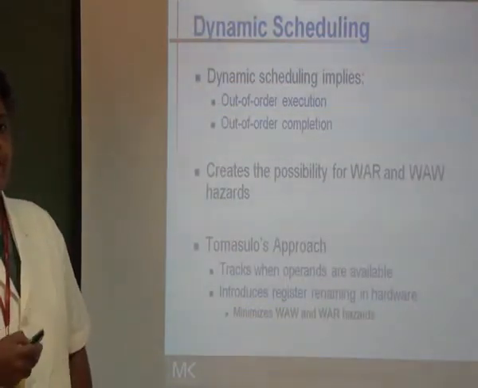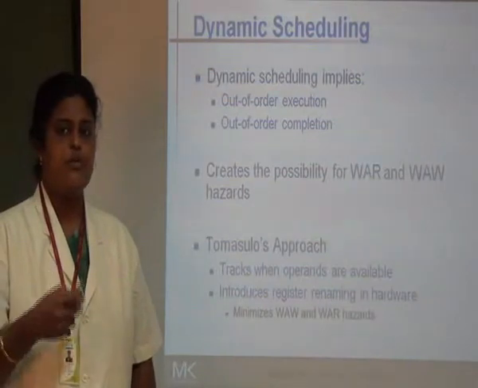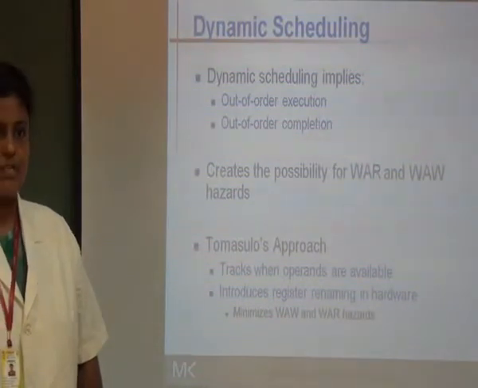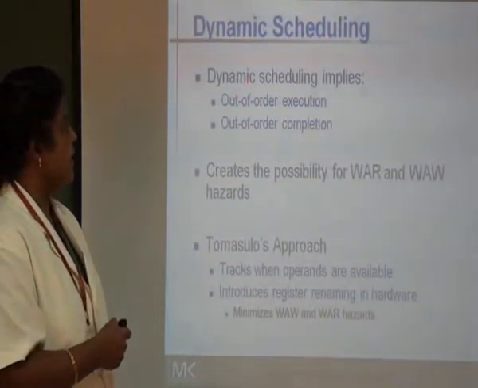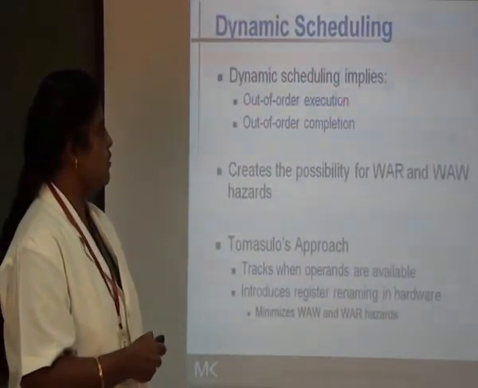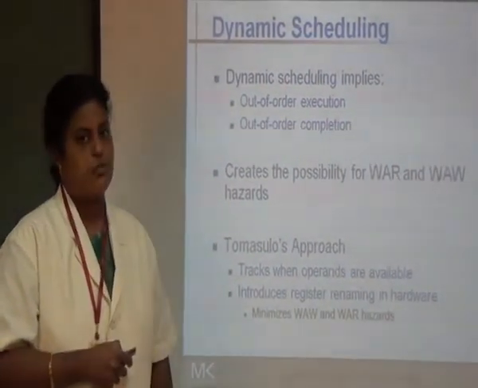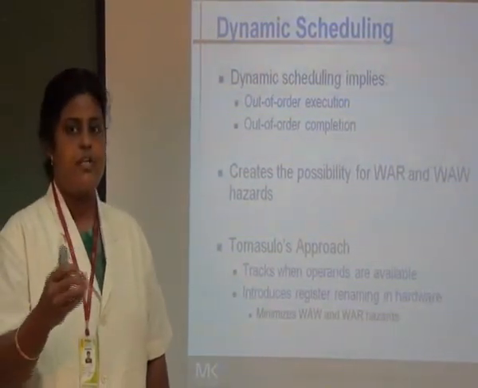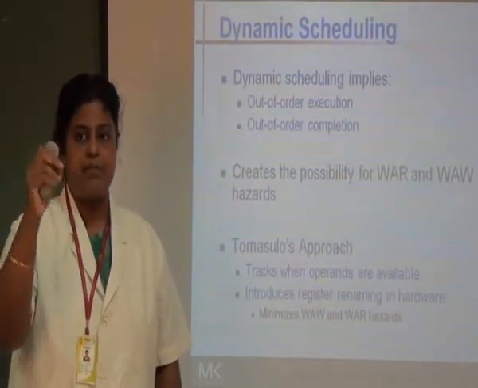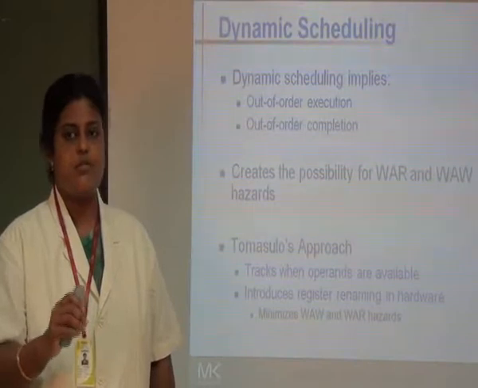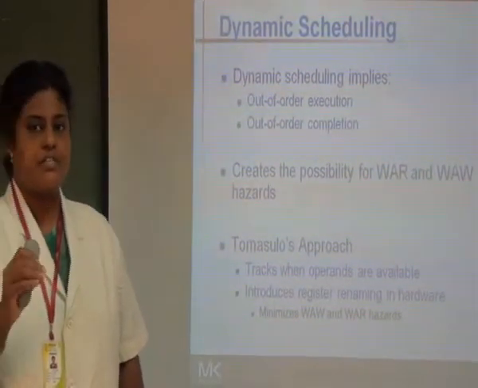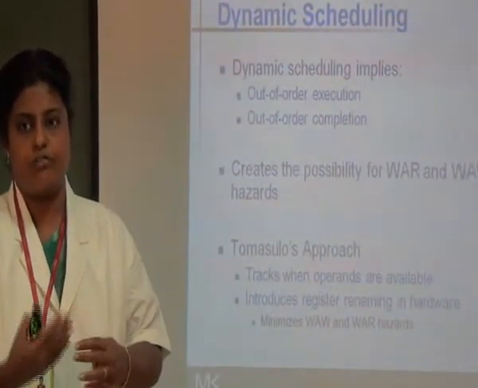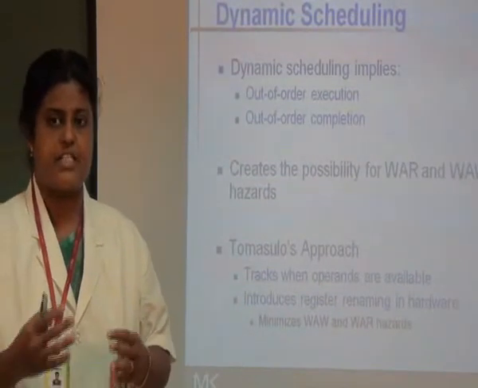So, when we take care of dynamic scheduling, we have to look into two important points. One is in-order execution and another one is out-of-order execution. So, dynamic scheduling implies out-of-order execution as well as out-of-order completion. So, what is out-of-order execution? The order of execution is the order in which the instructions appear in the program. But out-of-order execution means that we are executing some instructions which are not in the same actual sequence of the program, but out of order when compared to the presence of the instructions in the program.